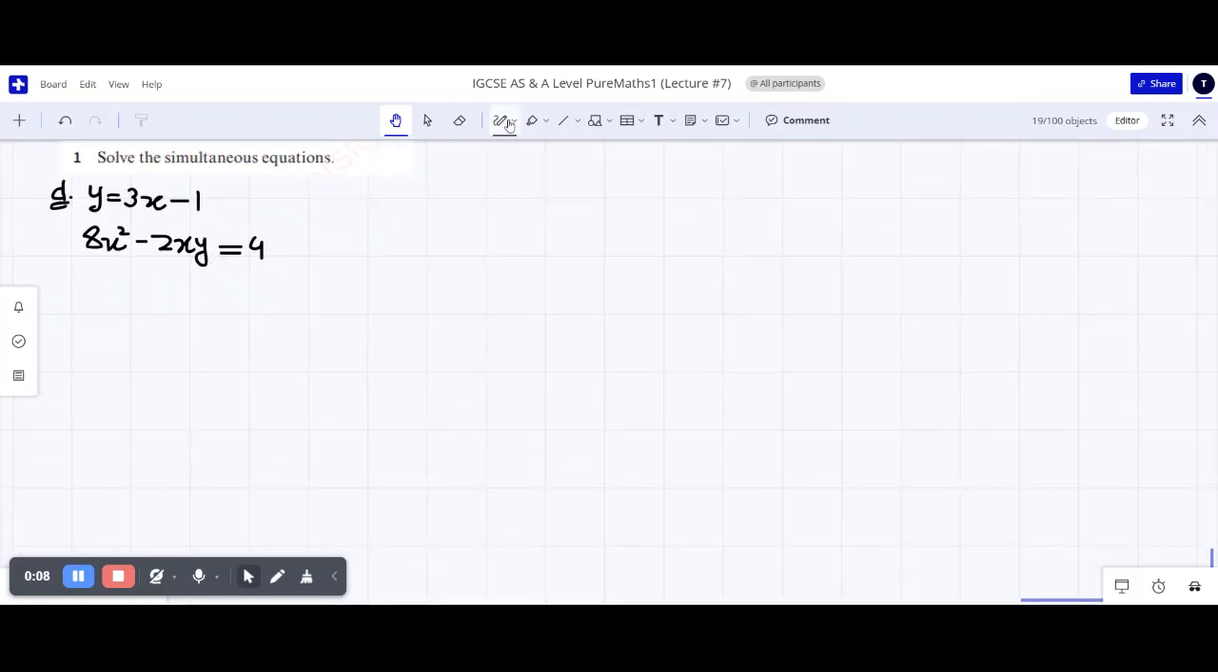Solve the simultaneous equations. Part D: y equals 3x minus 1, and the second equation is 8x squared minus 2xy equals 4. So we will use the substitution method here. We will simplify by using substitution.